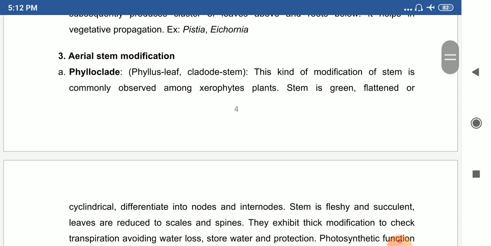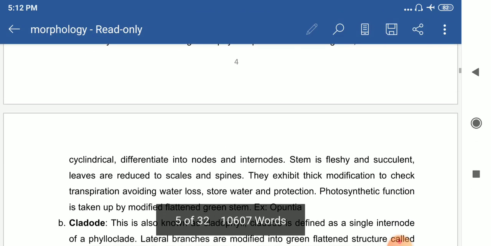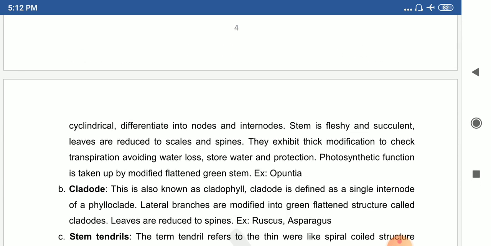The next one is aerial stem modifications. Aerial modifications are mainly for mechanical support or to overcome desiccation. Especially, this aerial stem modification occurs in the case of the phylloclade. Okay, so phyllo means leaf, clade means stem. This kind of modification of the stem is commonly observed among xerophytic plants. Here the stem is green and flattened. The best example is opuntia.